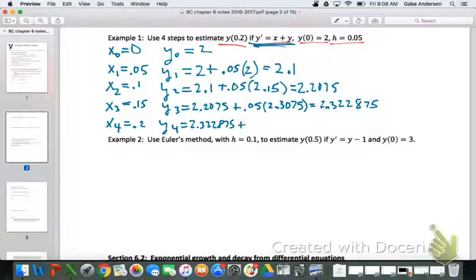2.322875 plus the step size times the slope based on the previous point. So I think the slope based on the previous point is simply x plus y based on the previous point. So I'm going to go with 2.47 2875? Okay, so 2875. And then your final task would be to multiply and add and come up with something that I imagine is going to be in the 2.4-ish range, right?